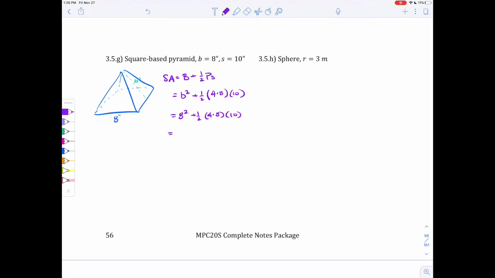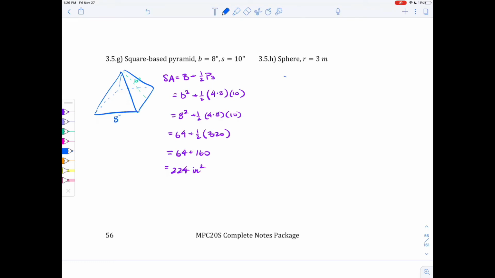We could probably just jump straight to our calculator at this point if we really wanted to. But if you feel like taking it in steps, that's cool too. 4 times 8 is 32, times 10 is 320. And half of 320 is 160. And 160 plus 64 is 224 units. This was in inches, so our surface area is in square inches. We don't have to worry about exact versus approximate in this one because there's nothing to approximate in that particular case.